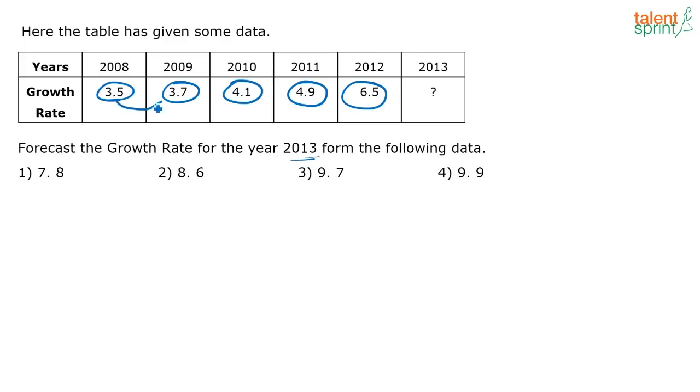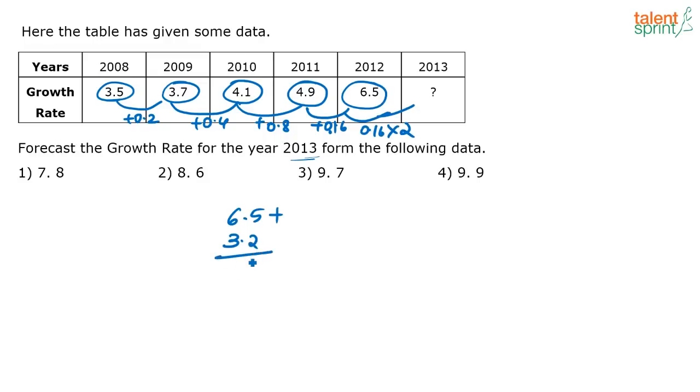See, 3.5 plus 0.2 is 3.7. 3.7 plus 0.4. Basically, you are doubling each time, right? 0.2 into 2 is 0.4. Then next is into 2 again, plus 0.8. Then it is plus 0.16. That is, 0.2 into 2, similarly 0.4 into 2, 0.8 into 2. So next will be 0.16 into 2, which is 3.2, correct? So I'll have 6.5 plus 3.2, which is equal to 9.7. That is option 3. Plus 0.2, plus 0.4, plus 0.8, plus 1.6, plus 1.6 into 2, that will be plus 3.2. That is 9.7. Yes.